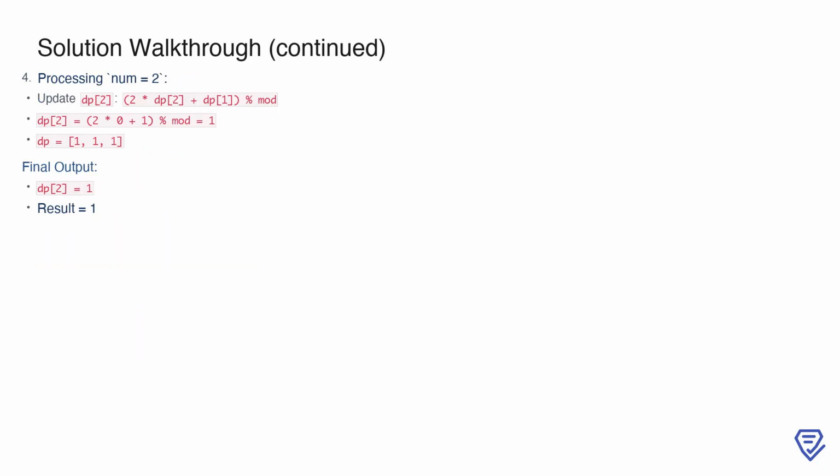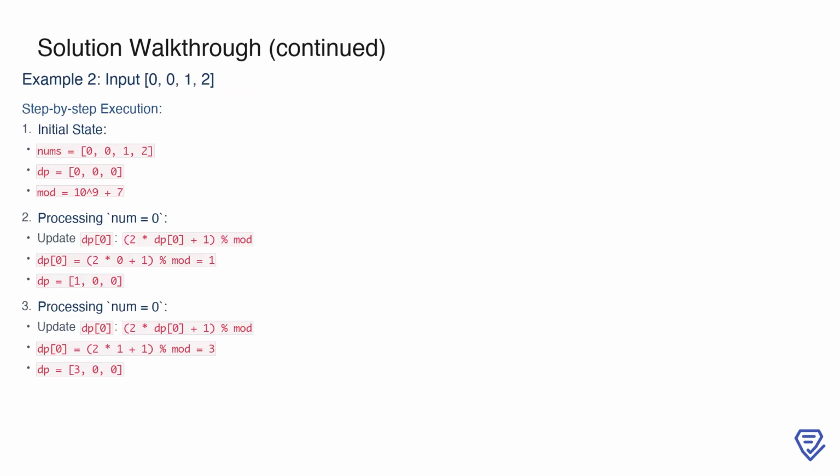Here, we apply the formula 2 * dp[2] + dp[1] % mod to update dp[2]. Since dp[1] is 1 and dp[2] is 0, the result is 1. This updates dp to [1, 1, 1]. With all numbers processed, the final value of dp[2] is 1. Therefore, the result for this example is 1.